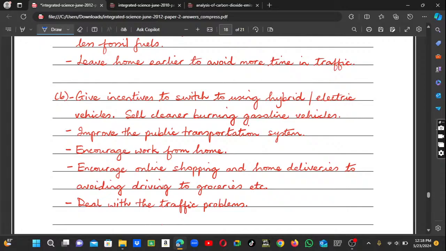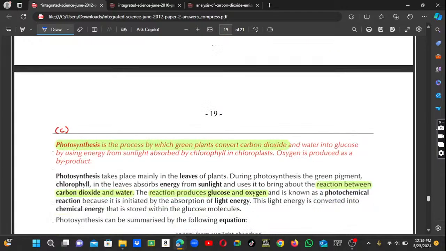traffic congestion. All right. And another one could be where the government could also encourage online shopping and, I would say, home deliveries, to avoid driving to the grocery store, etc. So the government could also deal with traffic problems. It's the same, guys. Traffic problems.